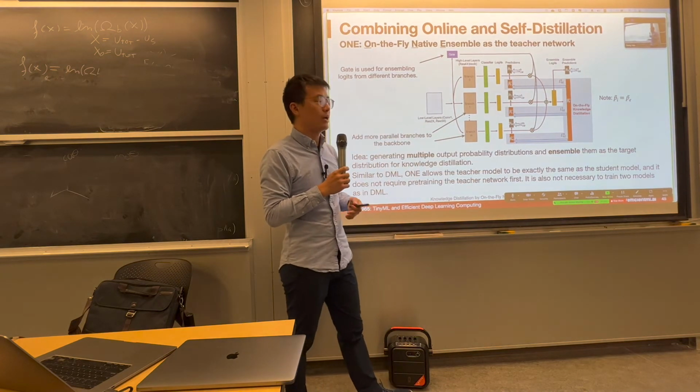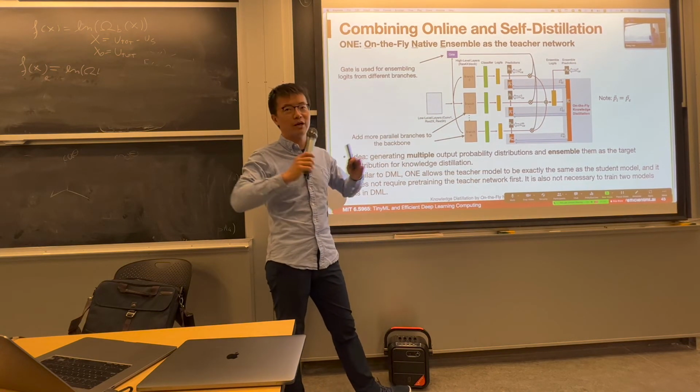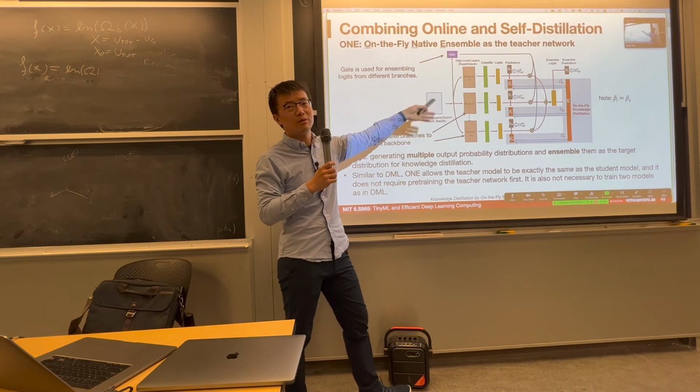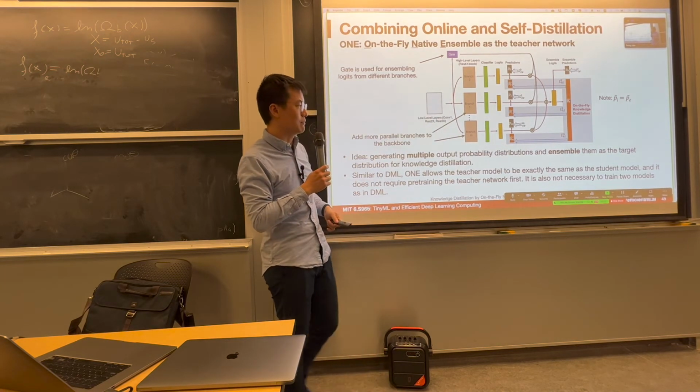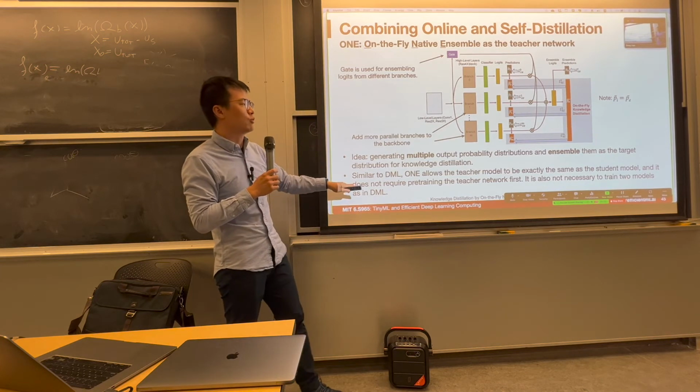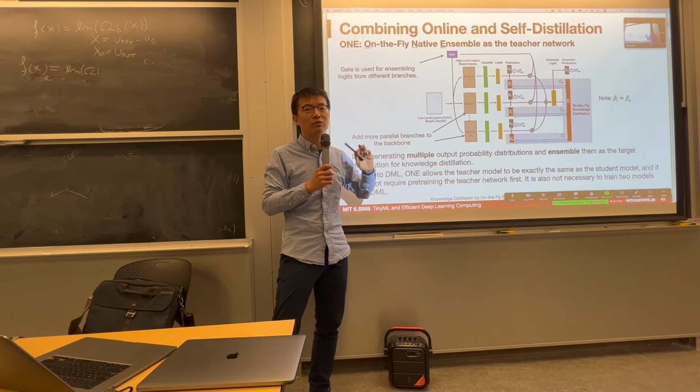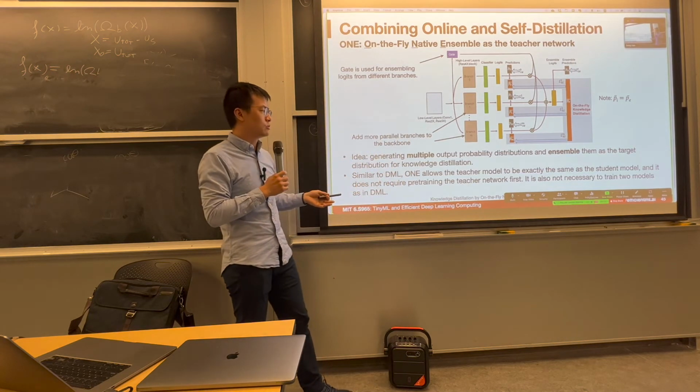Similar to deep mutual learning, this method allows the teacher model to be exactly the same as the student model. So here we don't have any explicit teacher model. Teacher model and student model are inherently the same. It doesn't require any pre-training. Everything is just trained from scratch. We don't have to train a teacher model to begin with.